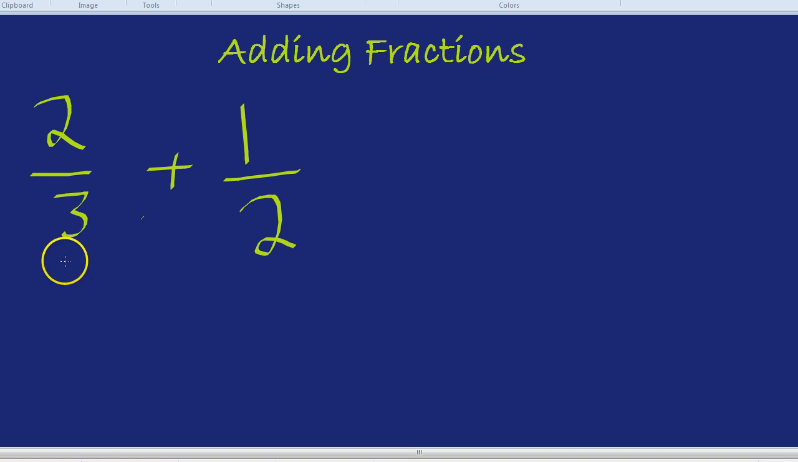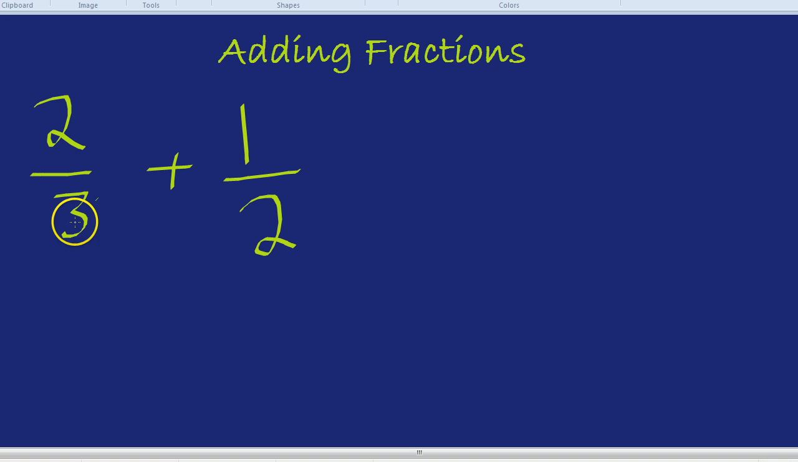What we need to do is find a number that they both go into and then convert the fractions into that number. What number does 3 go into and 2 go into? If you're not sure, the best way to find out is to multiply the numbers together. That will always give you a number that both denominators can go into. Remember, we're focusing on the denominators this time.